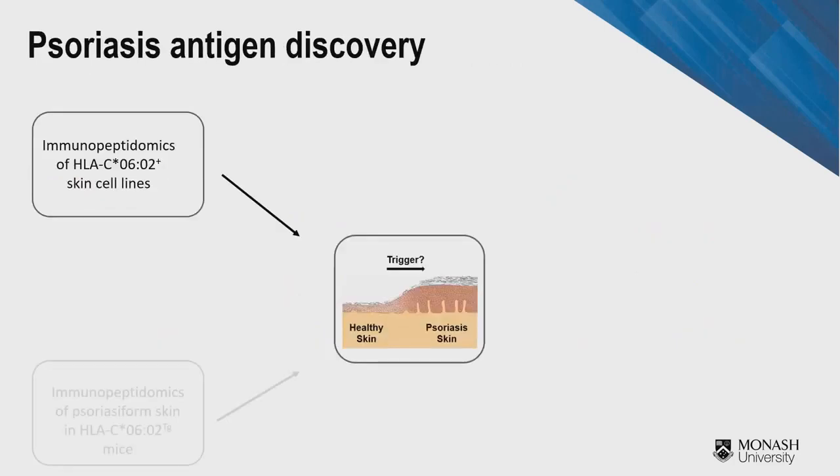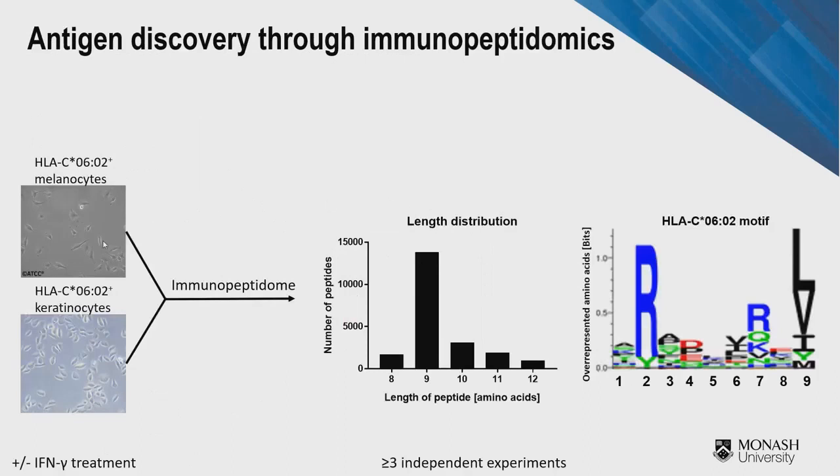The main question that remains to date is what unites those patients that are HLA-C6 positive? What is the common antigens that trigger immune responses? To answer this question, we first did immunopeptidomics on melanocyte and keratinocyte cell lines, and we found that, again, we have this 9 amino acid long predominance and also the typical HLA-C6 motif.